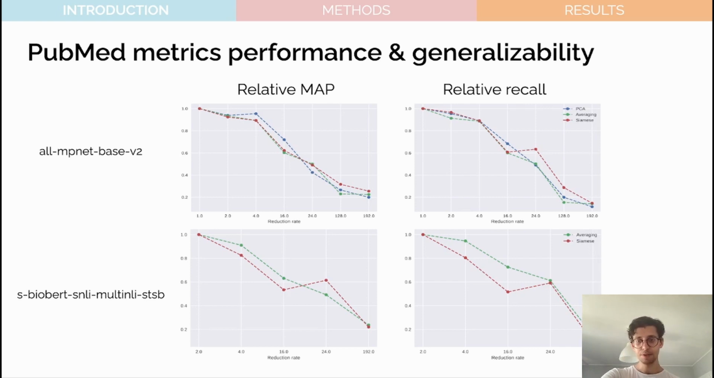And as for the generalizability, the row on the bottom shows you what happens if we apply exactly the same methods to a completely different model. So to the BioBERT SNLI, multi-NLI, STSB, which has been trained on a completely different dataset and consists of a completely different vocabulary. So we can see that the results are pretty similar to what we experienced with the base model. So we can say that our methods should be generalizable also to other cases.